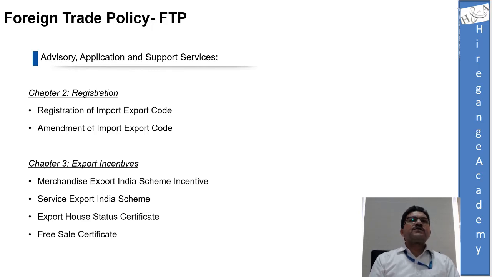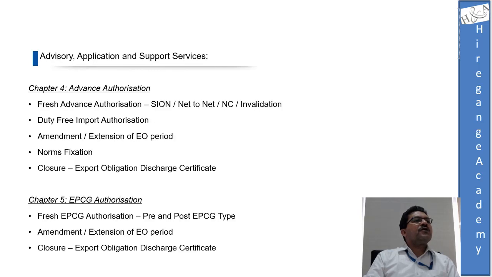Getting the export house status, depending on the turnover of exports for various categories of industries, is also something which is possible. Free sale certificate, which is again an application to be made and obtained, is something important. For the last 2 decades, the advance authorization scheme has been very useful, where one could import goods based on the fact that they are exporting the goods, applying for a fresh advance authorization, getting the SION fixed if the SION is not reasonable for the client, and invalidation of the same so that you can provide the same benefit to an Indian supplier.